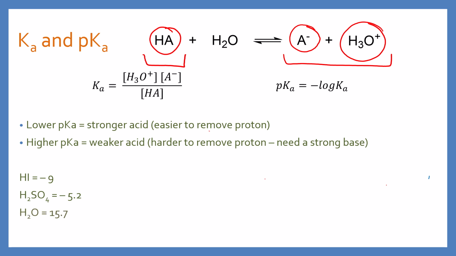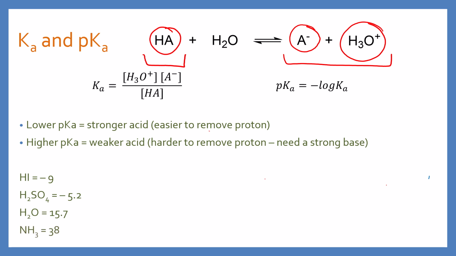Water has a pKa of 15.7. This is our so-called neutral point. Water can act as an acid or a base. Lots of things can. It all just depends on the relative acidity. But water is kind of in the middle of everything.